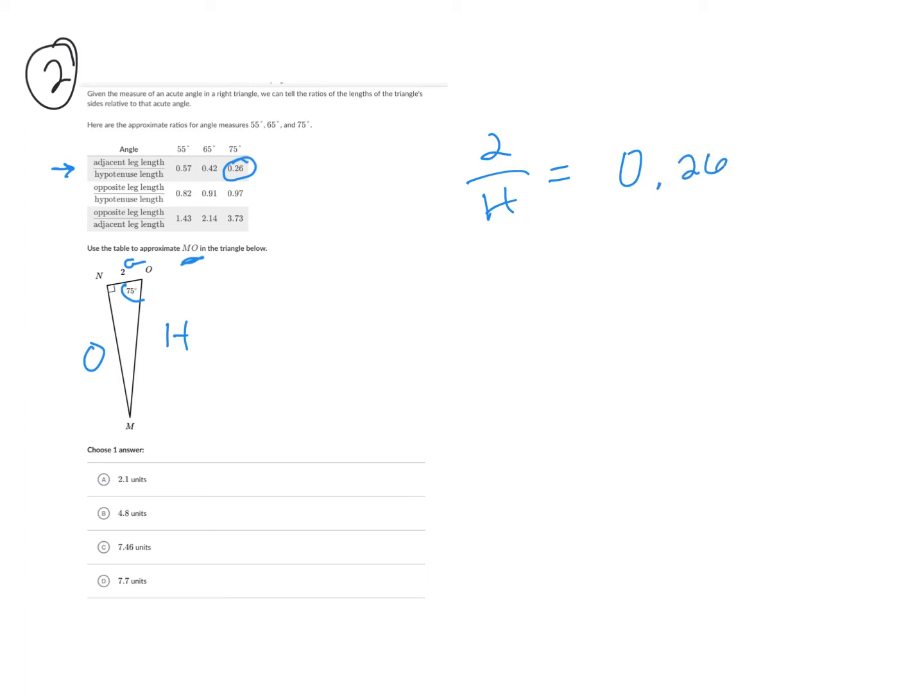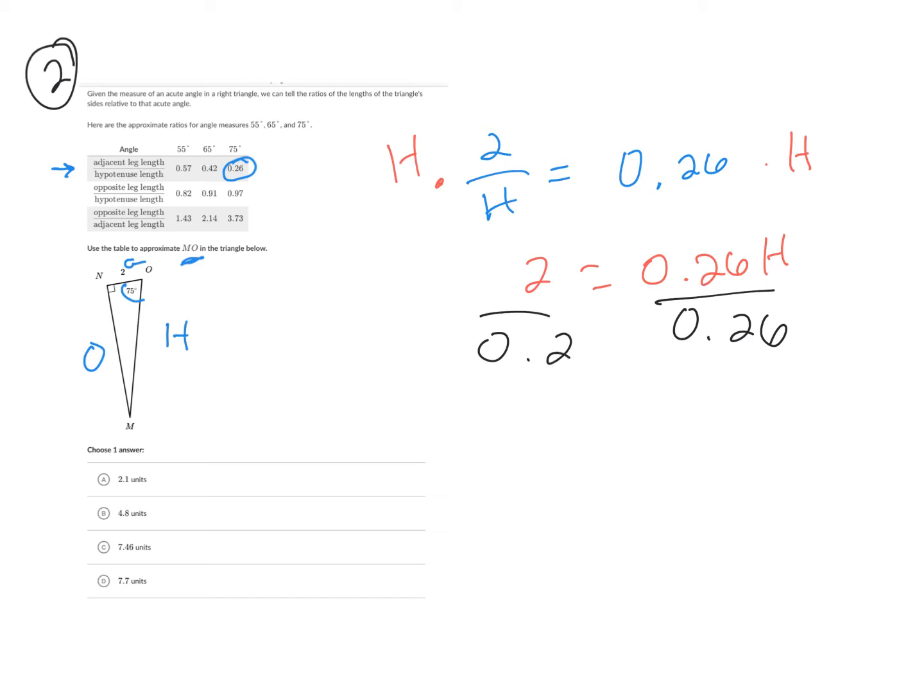Now we're just going to do some math to get it by itself. So I would need to multiply both sides by h to get h out of the denominator. And then to get h by itself, I'm going to divide both sides by 0.26. And when I type that into a calculator, 2 divided by 0.26, I get 7.69. So that means I'm going to choose D. This 7.7 is how it would be rounded.